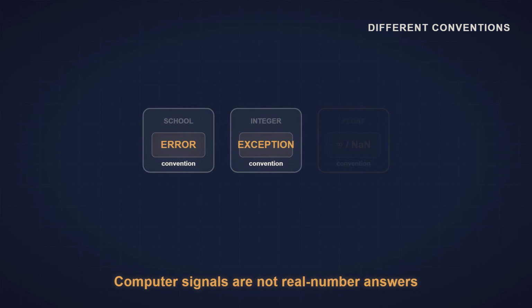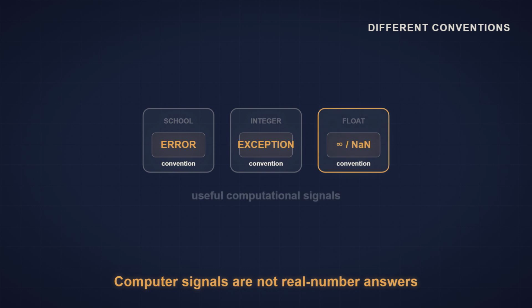It may return positive infinity for 1.0 divided by positive 0, negative infinity for division by negative 0, and NaN for 0 divided by 0. Those are useful signals for computation. They do not prove that real number arithmetic has assigned ordinary answers.